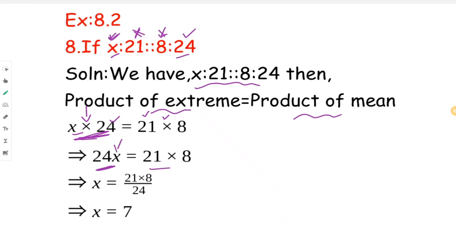Now this x, I need it, right? So this 24 will go down to the denominator. Clear? Then 8 ones are 8, 8 threes are 24, then 3 ones are 3, 3 sevens are 21, and that is how I'll get the value of x, the unknown variable, to be equal to 7.